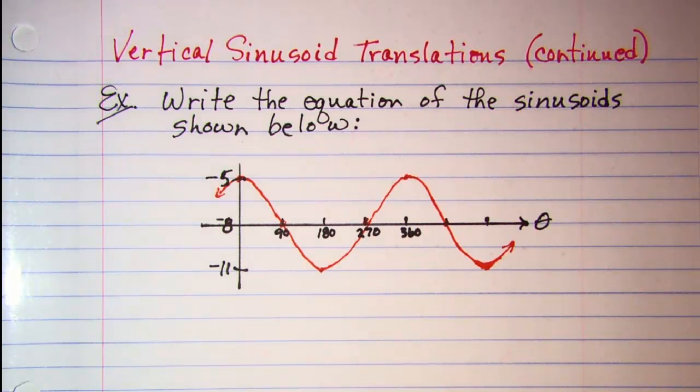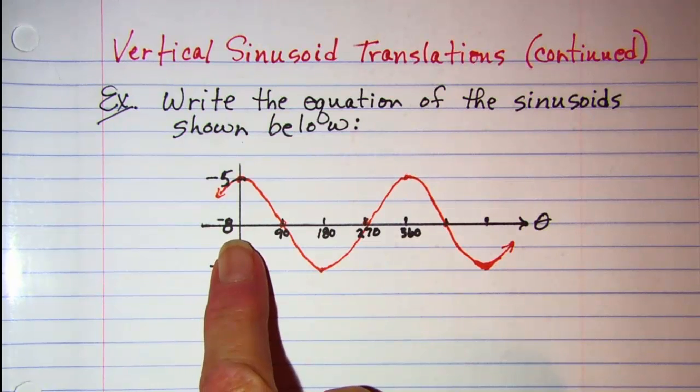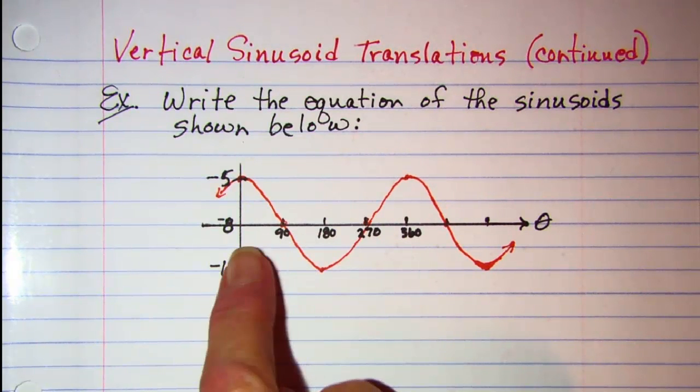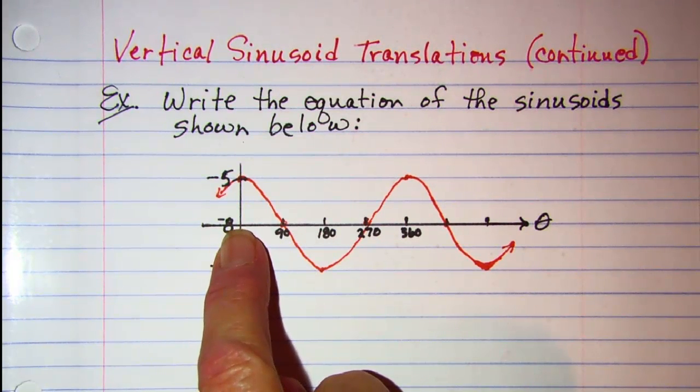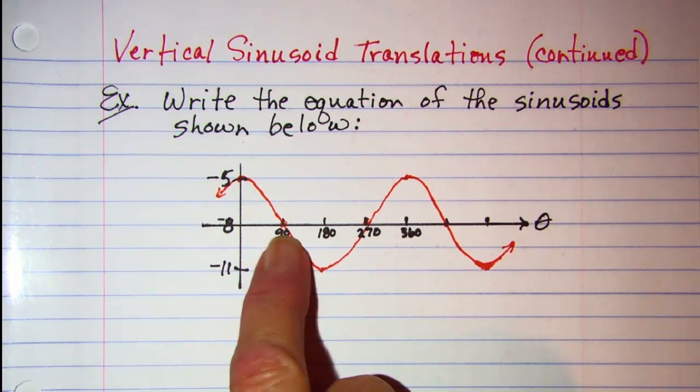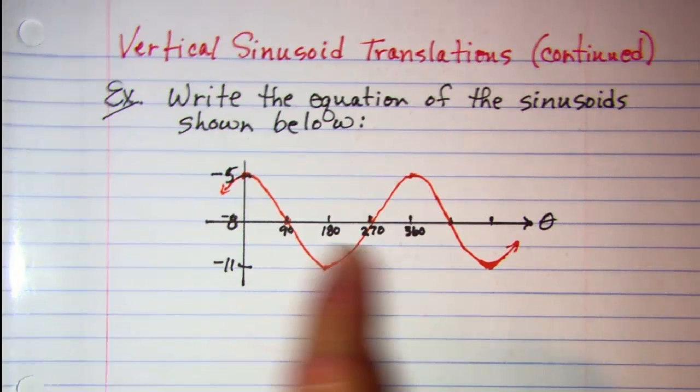In this video, we'll be looking at vertical sinusoid translations. In our example, we're asked to write the equation of the sinusoid shown below. Some things that we want to notice on this one is our horizontal axis. We have at the intersection 0 and then 90, 180, 270.